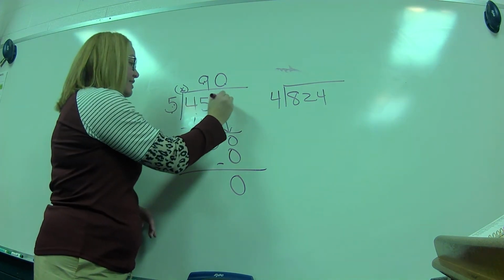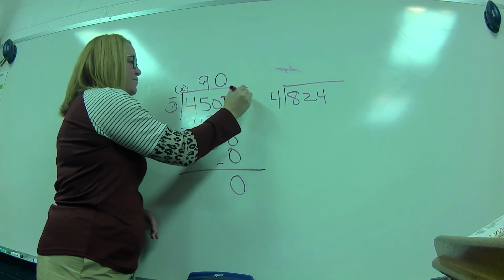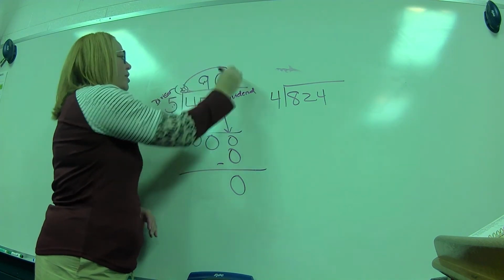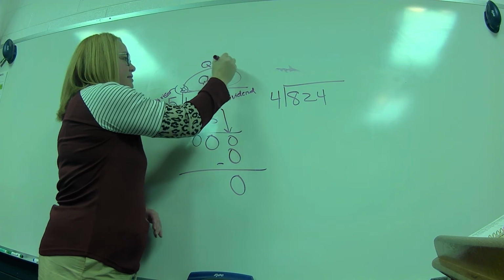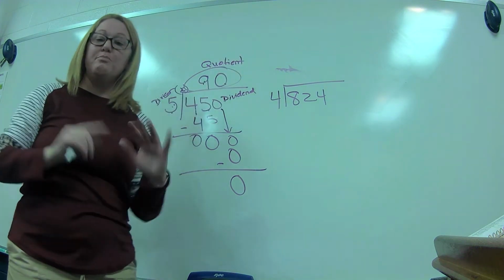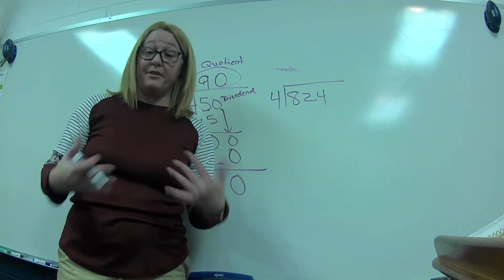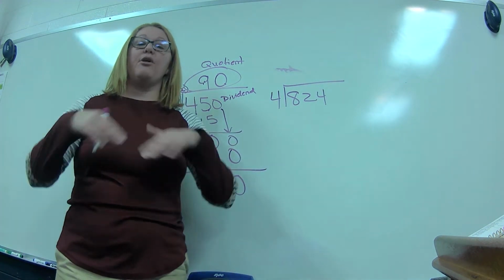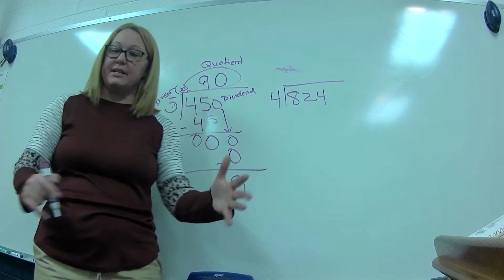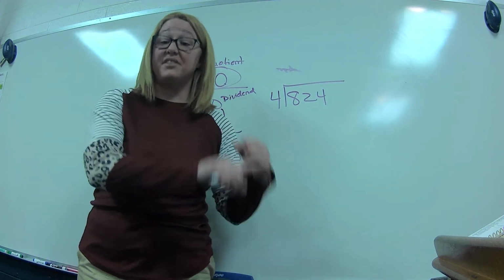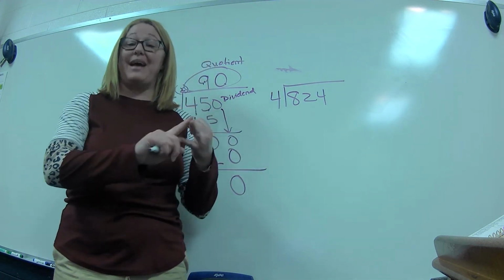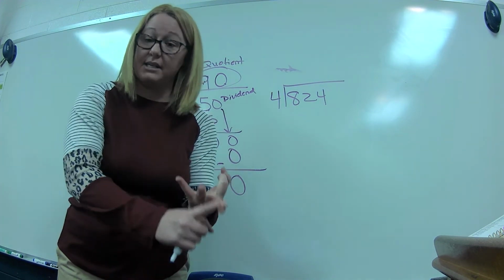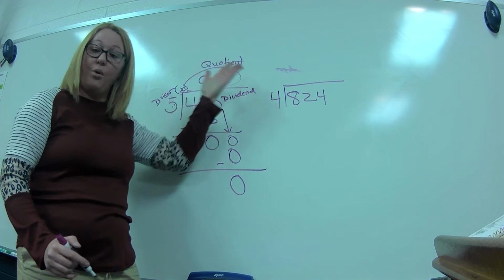So my dividend, divisor, quotient. We like to use mathematical, academic vocabulary. We don't want to just be like, well, what's the answer? All right, we want to know the quotient. Just so, for example, if we go to addition, we have a sum. If we go to subtraction, we have a difference. If we go to multiplication, we have a product. So in division, we have a quotient.